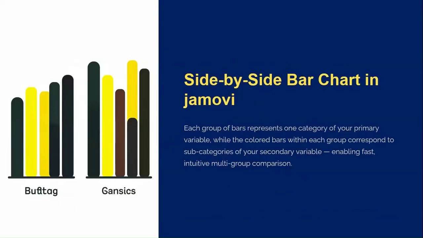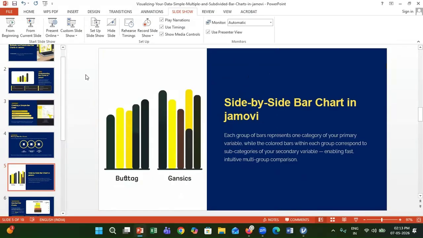In this chart, each group represents a category of the main variable. The colored bars show subcategories from the second variable. This setup allows quick visual comparison between groups. Let me demonstrate it through Jamovi.